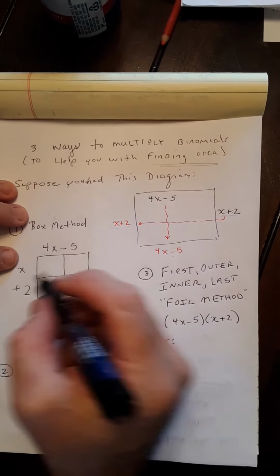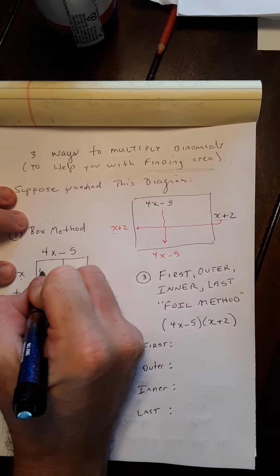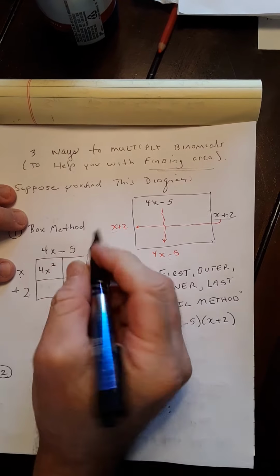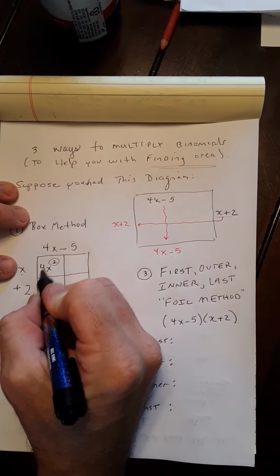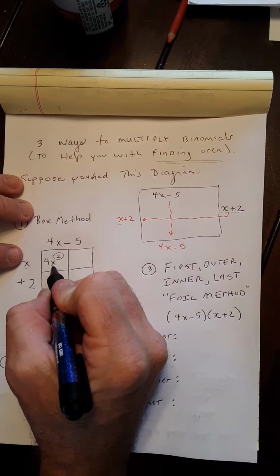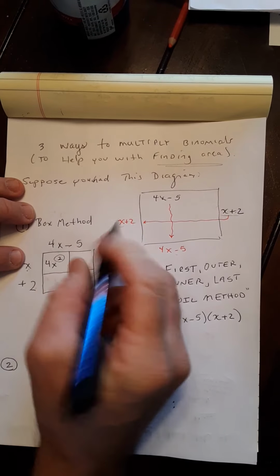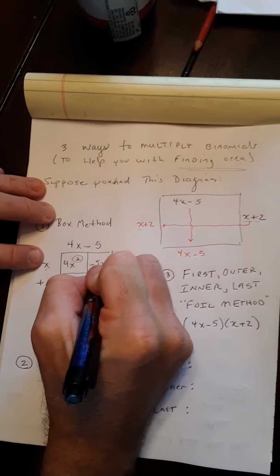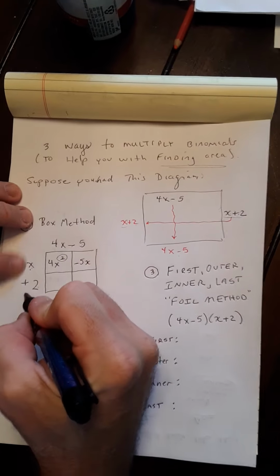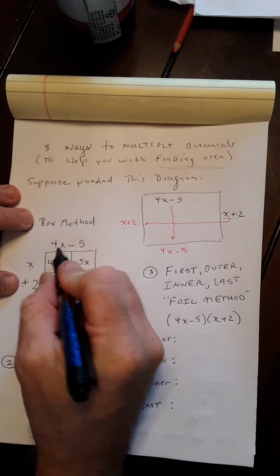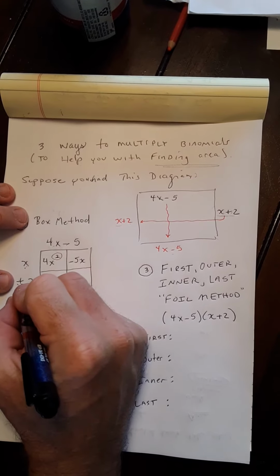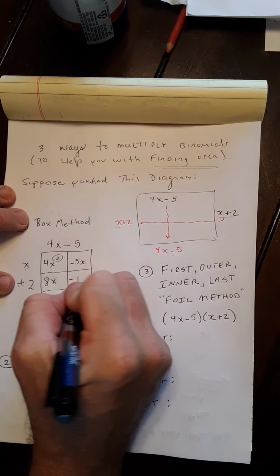And I multiply. X times 4x is 4x squared. That's a mistake a lot of people have been making. They've been saying it's 4x. It's 4x squared. X times negative 5 is negative 5x. Now I go down here to the plus 2. Plus 2 times 4x is 8x. Plus 2 times negative 5 is negative 10.